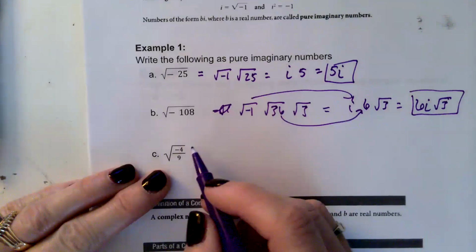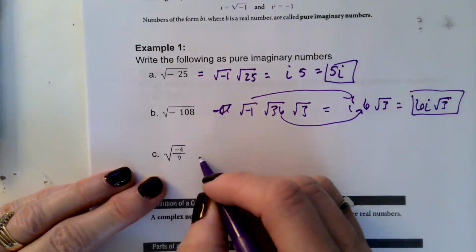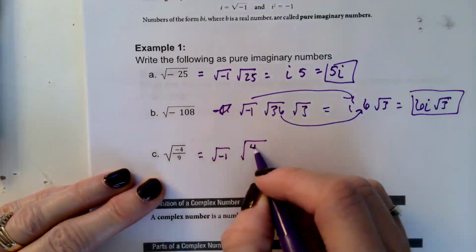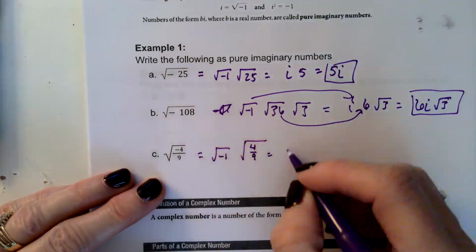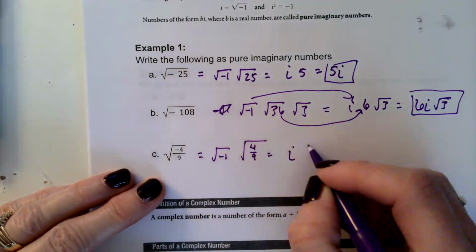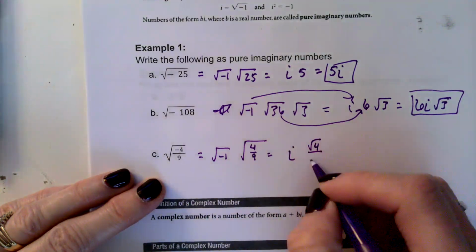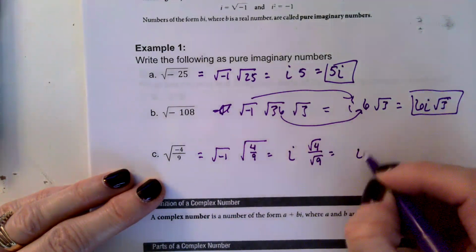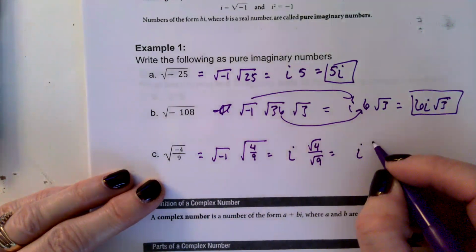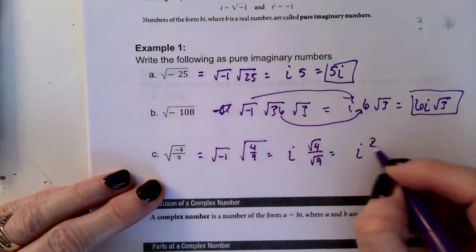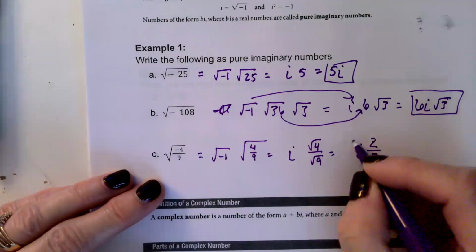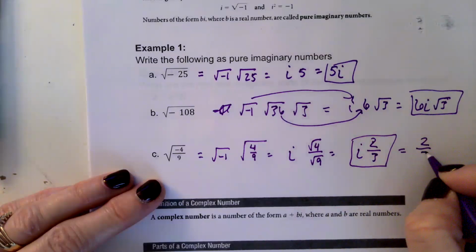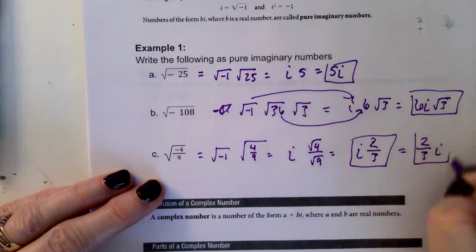The square root of -4/9. This can be broken into the square root of -1 times the square root of 4/9, and that is i. Then we can break that apart into the square root of 4 over the square root of 9, and both of those simplify. So that's i times 2/3, and we're going to write that as 2/3 i.